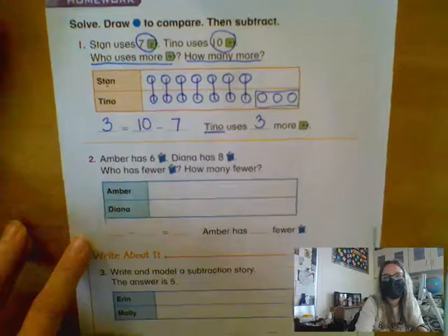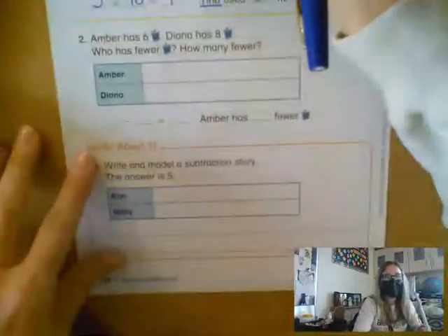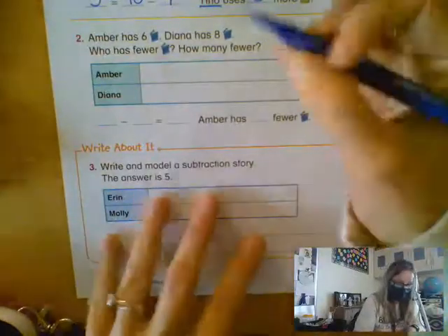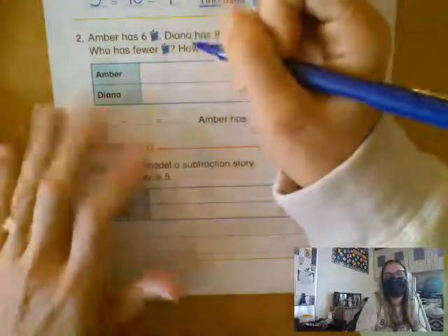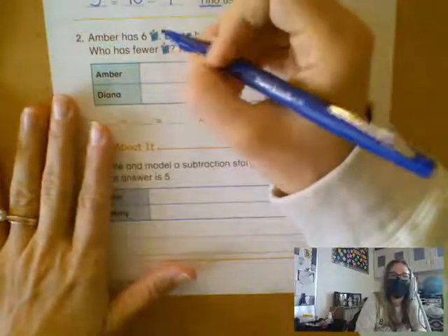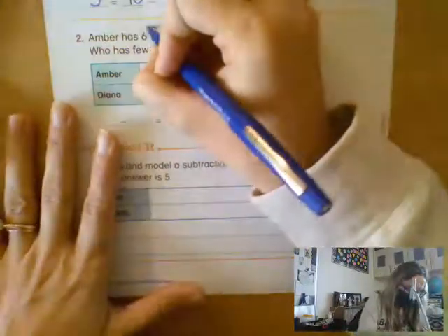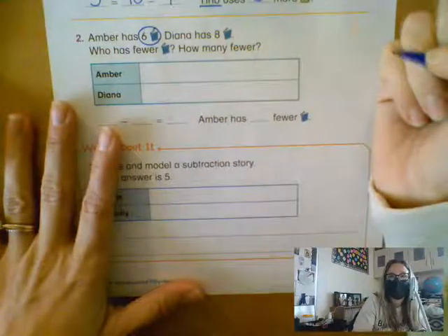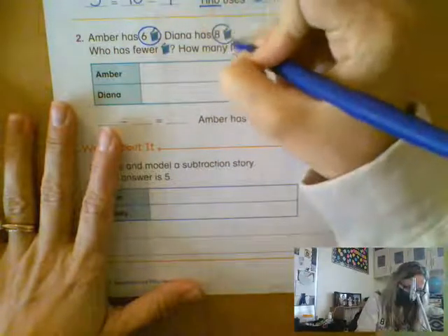All right. Let's read about Amber and Diana. Nice and loud, Austin. And Amber's my aunt. Amber's his aunt. Perfect. Let's hear it. Amber has 6 books. Everyone circle 6 books. Diana has 8 books. Everyone circle 8 books.